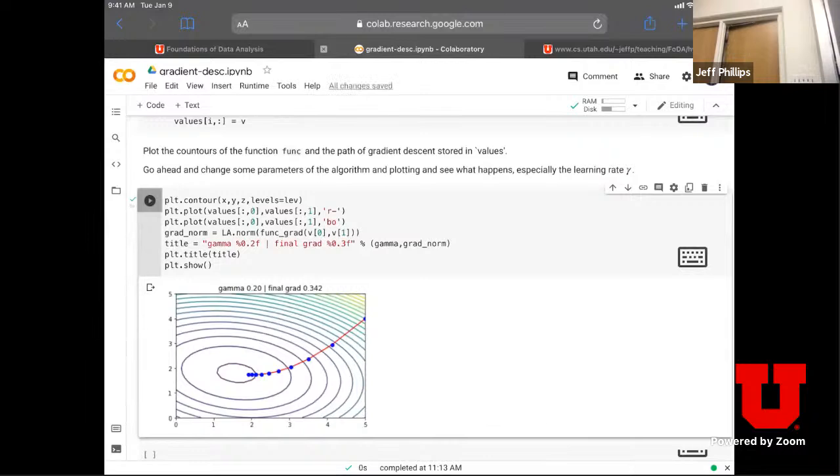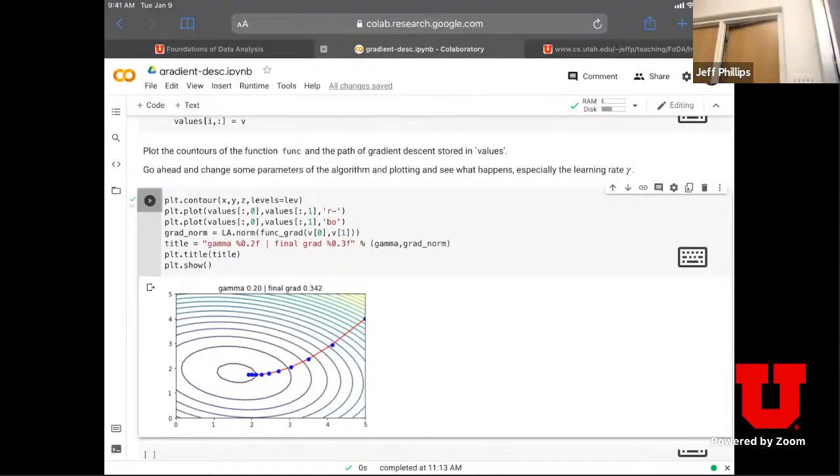I'm also going to plot these values, where I draw a line in red, and I draw the actual points I'm stopping at along this line. These are the values I'm getting, in blue with the dots. That's what these two lines are. And I'm computing the final norm, the last step. I get a final gradient norm of 0.342. If that is below my threshold, I can stop, so that could be a stopping condition. Or you might want to print that out at every step along the way.